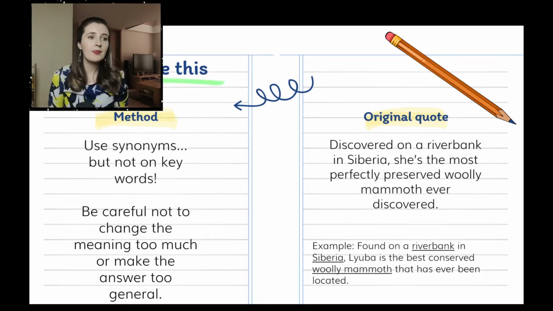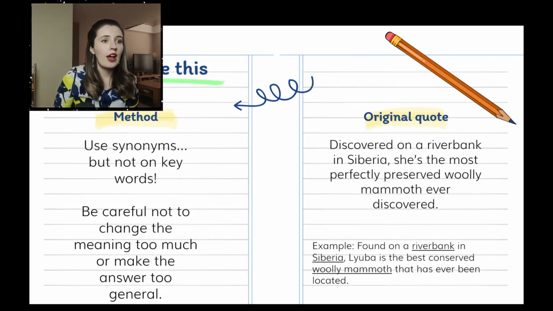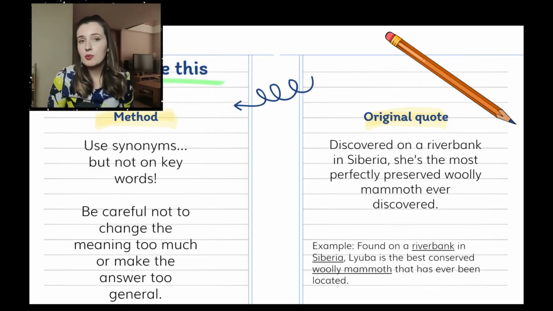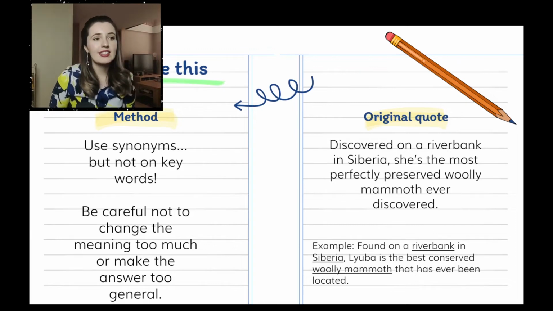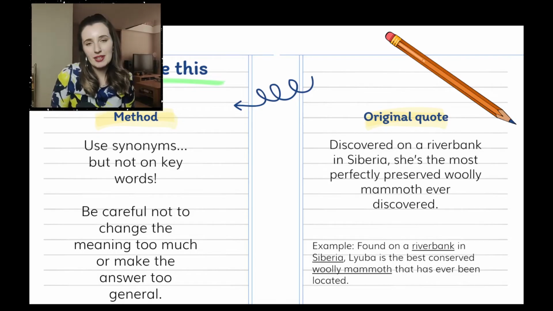So here's my example, and you can see that in the underlined words, those are the nouns that I've kept the same. I don't think that you can change those without making the answer too vague. So my example is, found on a riverbank in Siberia, Luba is the best conserved woolly mammoth that has ever been located. What words have I changed there? Well, I've changed discovered to found, conserved has replaced the word preserved, and discovered has been changed to located. But notice riverbank has stayed the same, Siberia has stayed the same, and woolly mammoth has stayed the same. You can't really think of a synonym for the word Siberia without completely changing the meaning, right?